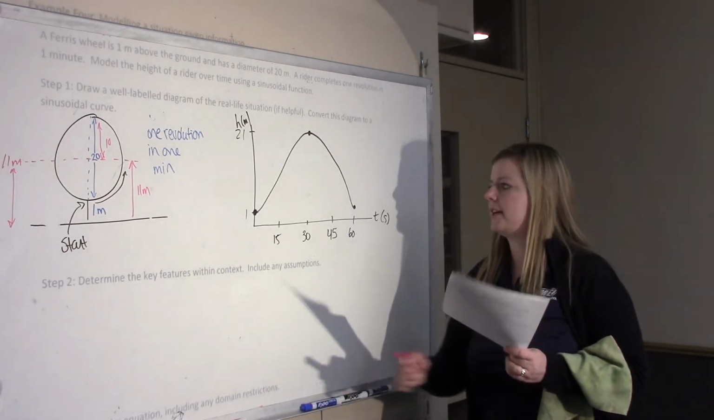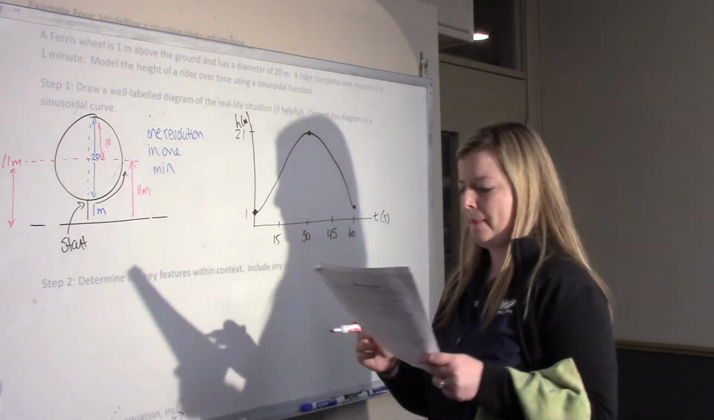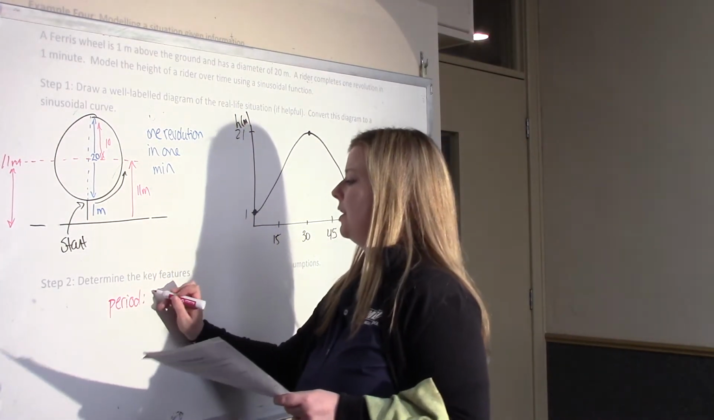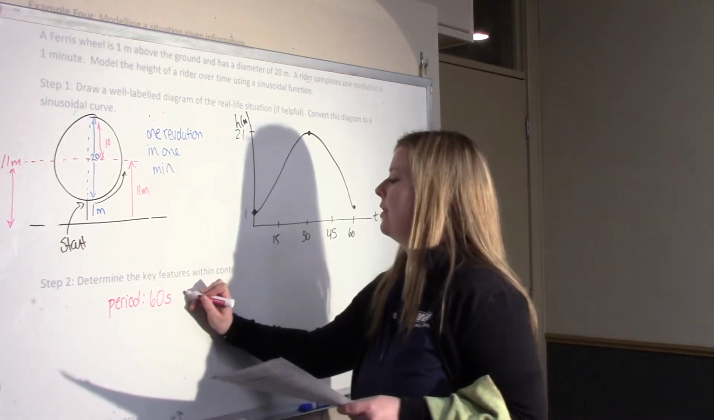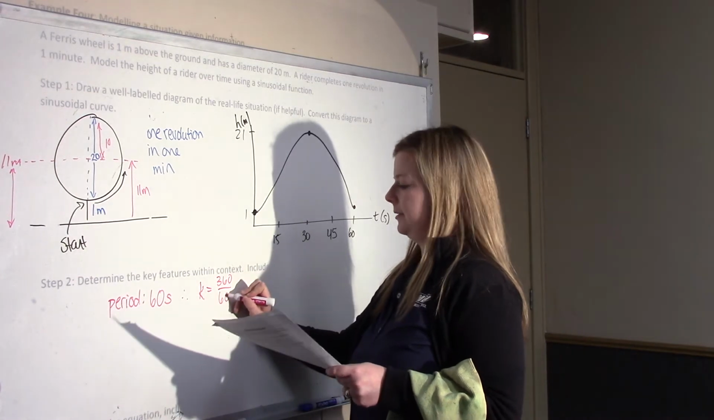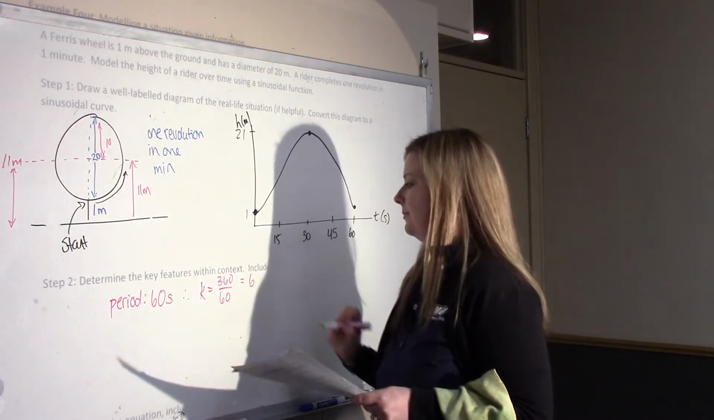So let's take a look at this. So our period is, we're going to use seconds, so 60 seconds. So therefore our K value is going to be 360 over 60, which is 6. Okay.